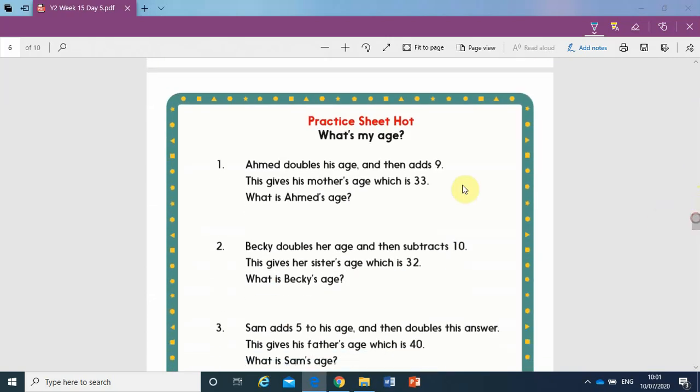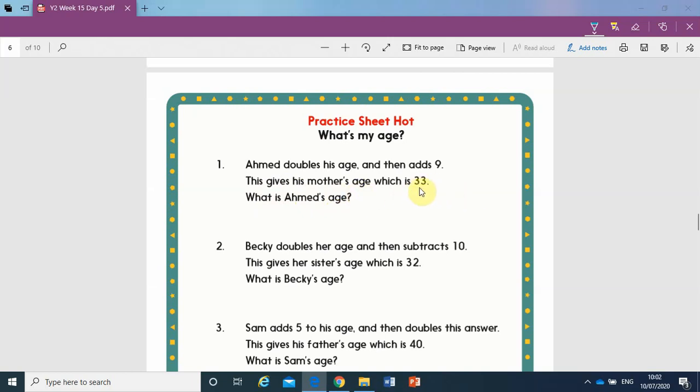And then here's some What's My Age activities. Ahmed, and I like these because they do get you thinking, and that's absolutely fine. You might not know the answer straight away, but it's about reasoning and working these things out as well. Ahmed doubles his age, so we don't know how old he is yet, and then adds 9. This gives his mother's age, which is 33. What is Ahmed's age?